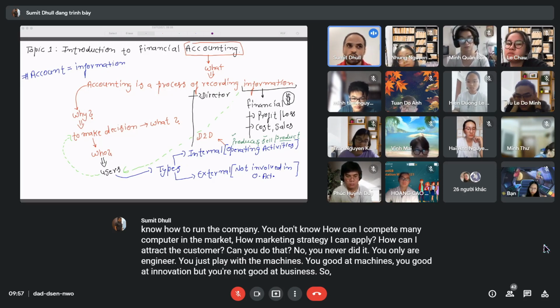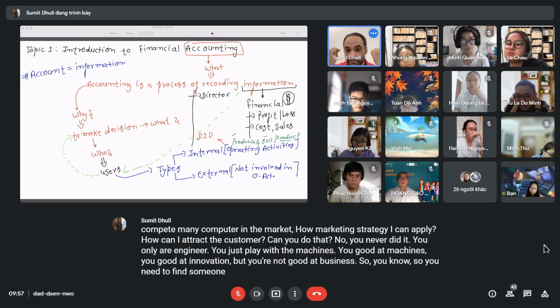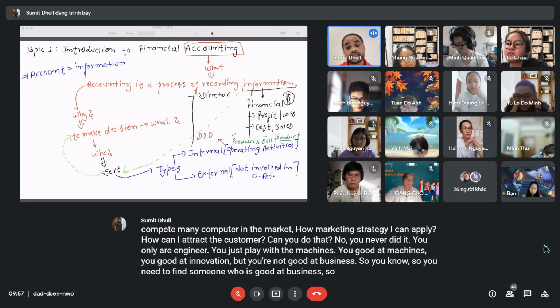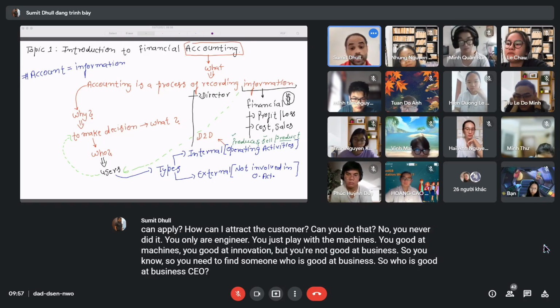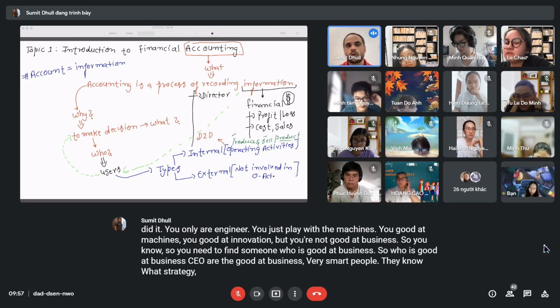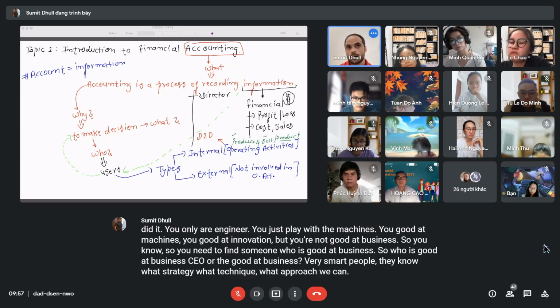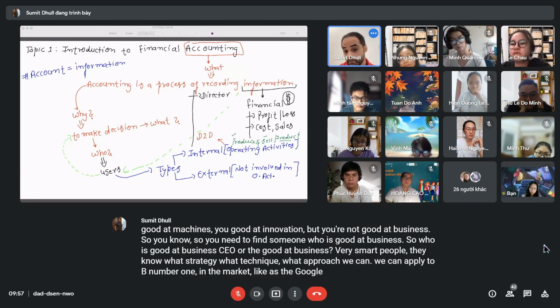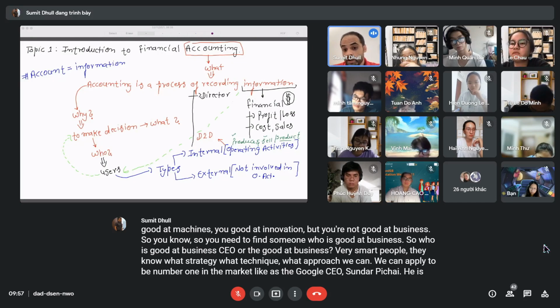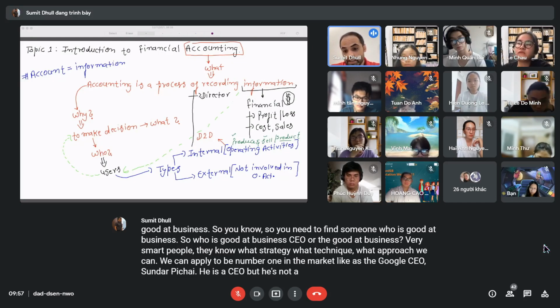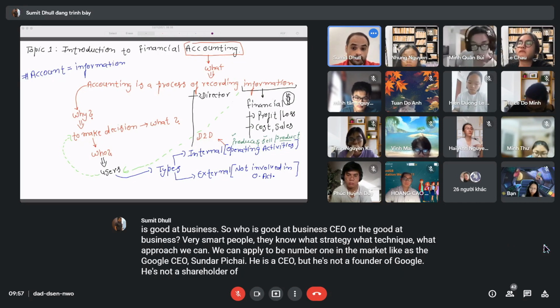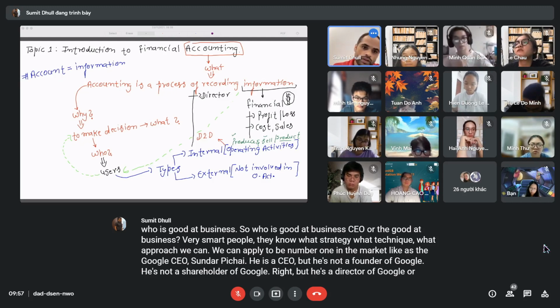So you need to find someone who is good at business. So who is good at business? CEOs are good at business. Very smart people. They know what strategy, what technique, what approach we can apply to be number one in the market. Like the Google CEO Sundar Pichai. He is a CEO, but he's not a founder of Google. He's not a shareholder of Google, right? But he's a director of Google or CEO of Google, right?